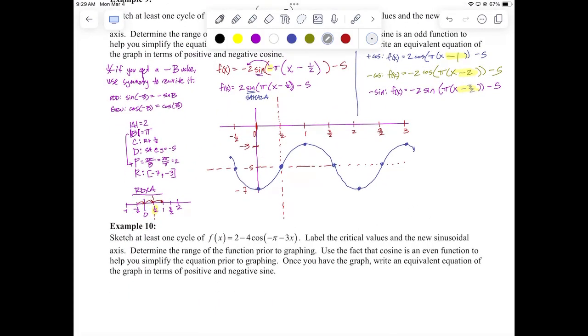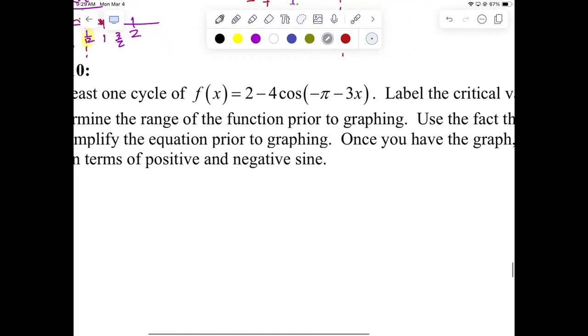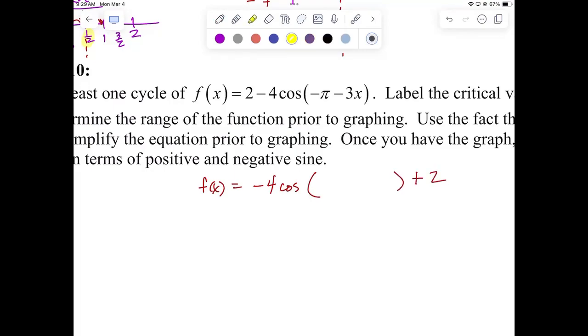All right, one more. Let's do one more. Sketch at least one cycle. Step 1, put it in the standard transformation form. f of x equals -4 cosine, parentheses, and then +2. Now notice this one requires a little bit more work on the inside.